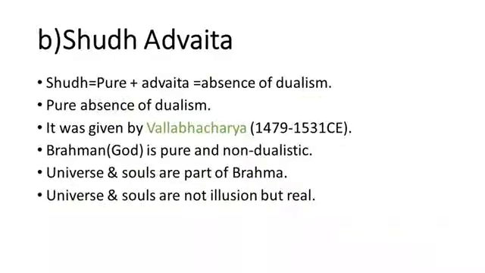Now let us look at the second sub-branch, that is Shuddh Advait. Shuddh means pure and Advait means absence of dualism. Thus it is pure absence of dualism. It was given by Vallabhacharya, and according to this school, Brahman, that is God, is pure and non-dualistic. Universe and soul are part of Brahman and they are real and not illusion. Remember in the Advait it says that the world is just illusion or Maya. However, in this Shuddh Advait, it says that the world is not illusion but it is real.